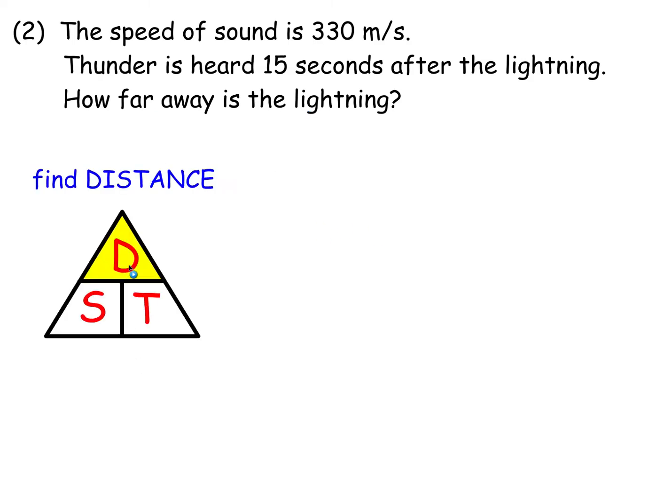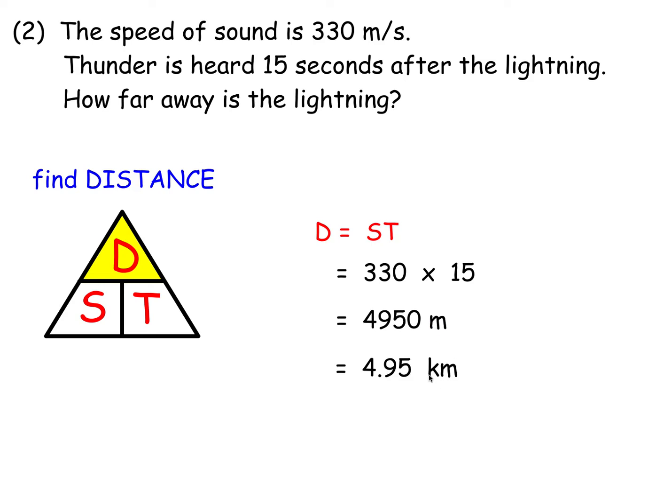There's the triangle. Multiply speed and time, that's metres per second, and this is in seconds, so that's all fine, the units match up. And it comes out in metres, because that's in metres per second, so it's 4,950 metres, so it'll be handy to change it to kilometres, 1,000 metres in a kilometre. So it's away a distance 4.95 kilometres.